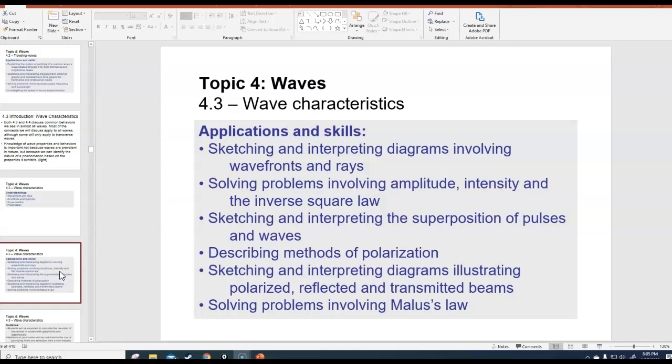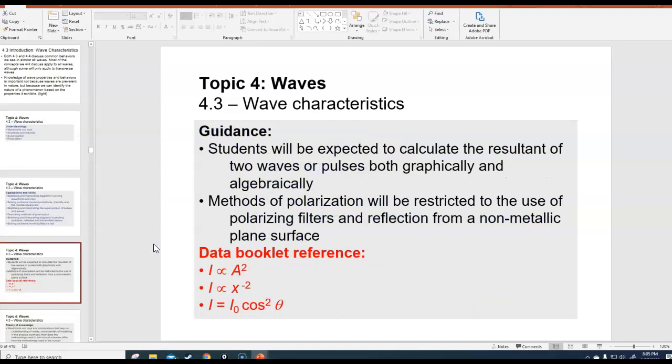Okay, but we are getting pretty close to the end of the unit here. Now as far as what else you need to know as far as guidance goes, the IB does say that students will be expected to calculate the resultant of two waves or pulses both graphically and algebraically. That has to do with what's called superposition that we'll talk about later. And then methods of polarization will be restricted to the use of polarizing filters and reflection from a non-metallic plane surface.